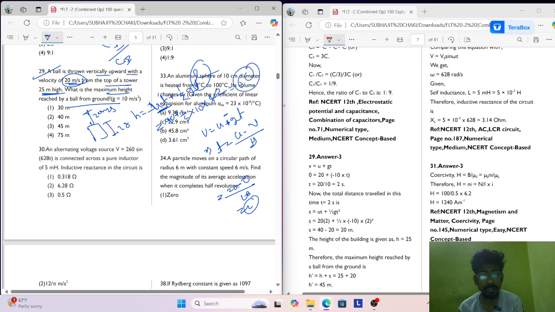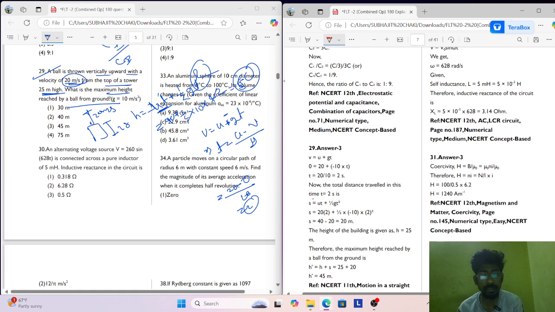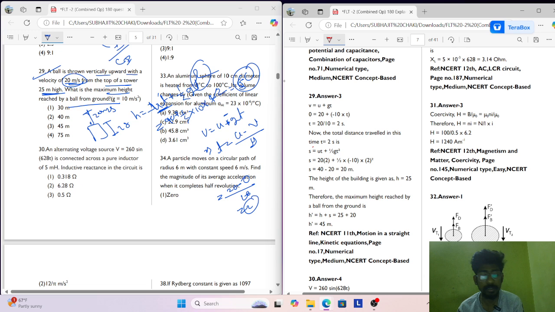Minus half gt square will be there, no? Because it is going upwards, so g will be negative. This will be minus. So 40 minus 20 means 20. This is already 20 which I have written. So 20 plus 25 will be equal to 45. Therefore option number 3 will be the correct option here.